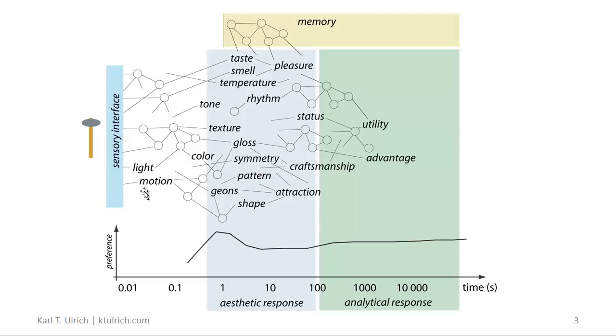So what I've tried to show here in this diagram is that there's some very basic sensing that happens when we're exposed to an artifact. We sense light and motion in maybe 10 milliseconds. Then we start to notice color in maybe 100 milliseconds. And then we can start to notice things like texture, geons or geometric elements. And then we start to notice things like taste, smell, temperature, rhythm, gloss, symmetry, pattern, and so forth. It isn't until minutes or hours later that our brains start to develop preferences around status or craftsmanship or attraction or other kinds of attributes of that object.